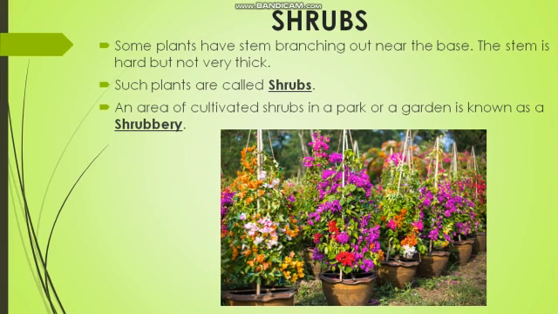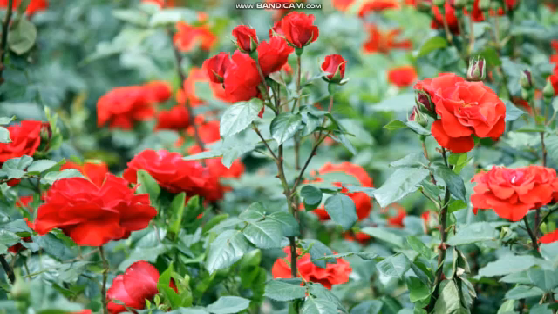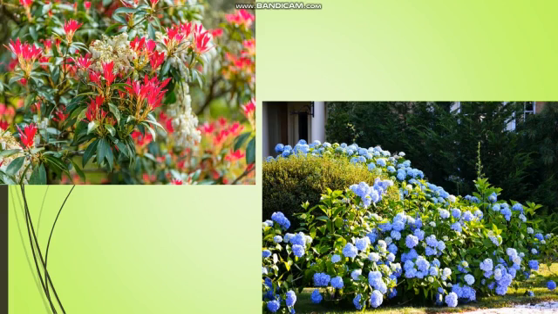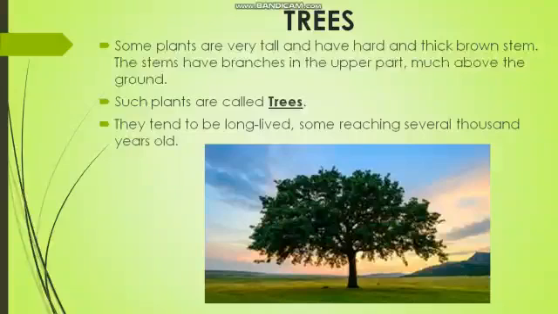So this here is an image of shrub which we usually see in the park or the garden. See, also we know that rose is a shrub. So rose have very hard stem. It is not thick but it is very hard, and also they are big, taller in size than the herbs. Here are some more examples for shrubs.